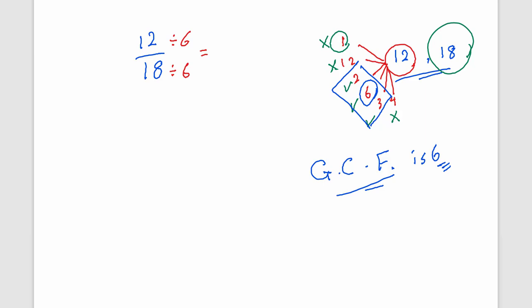Ali, go ahead. Yes. 12 divided by 6. 12 divided by 6 equals 2. And 18 divided by 6. It's equal to 3. So 2/3. Yes, this is the lowest term for this fraction.